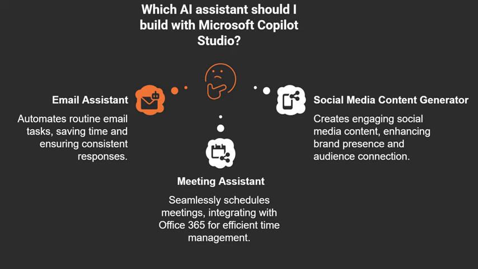Creating effective topics requires thinking about how users will interact with your assistant. You might start with a topic like draft email response that activates when someone says something like, "Help me respond to this customer complaint," or "I need to write an email about our new product." By defining these conversation pathways, you're teaching your assistant to recognize and respond to specific scenarios.